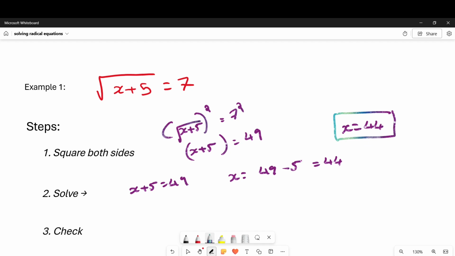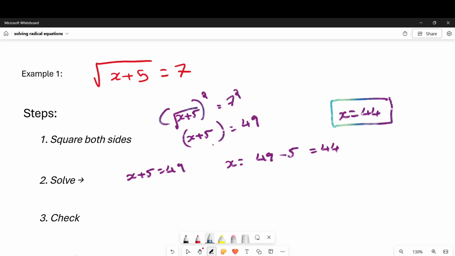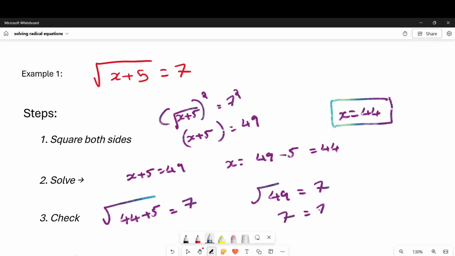So next is the important step, check whether this value works or not. So 44 here, right? Just plug it into the original equation, root of x plus 5 is equal to 7, with x is 44. So 44 plus 5 is 49. So root of 49 is equal to 7. Is it correct? Yes. What is root of 49? It's 7. So the left hand side is equal to the right hand side. So x is equal to 44 is the correct answer.